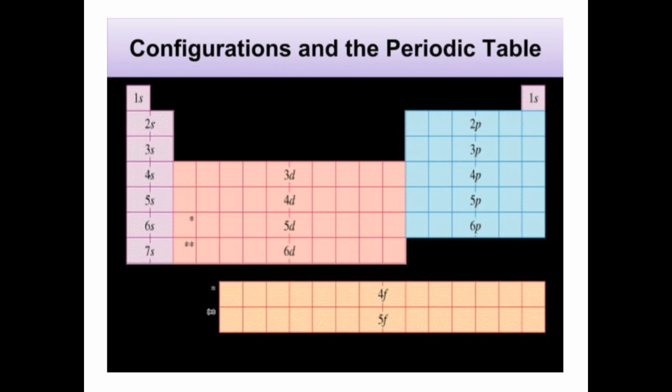Then when you now go to the ones that are in F, they are called the Lanthanides and the Actinides. The Lanthanides and the Actinides. So those are the F block elements.